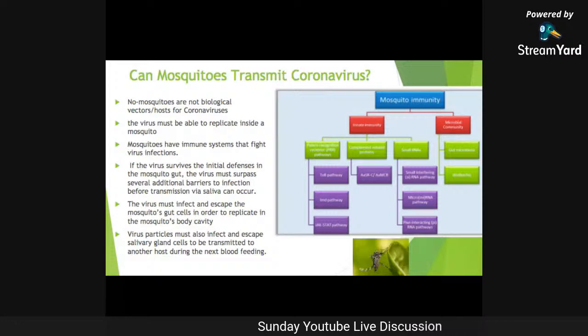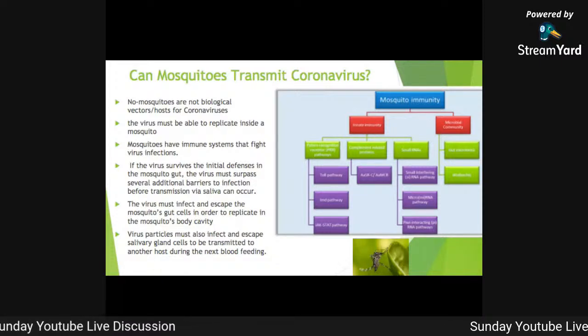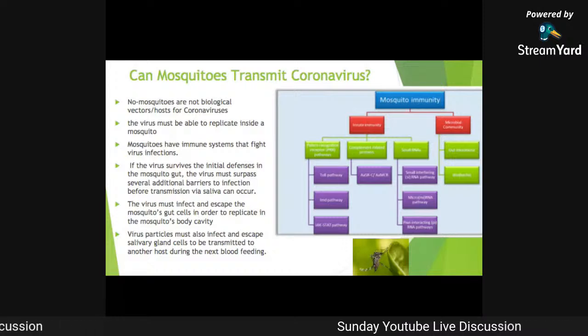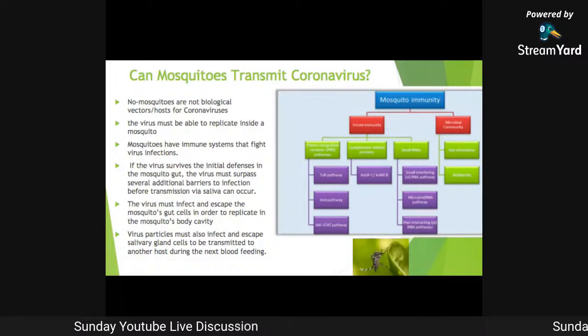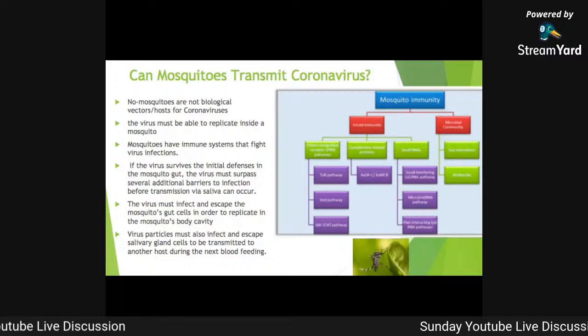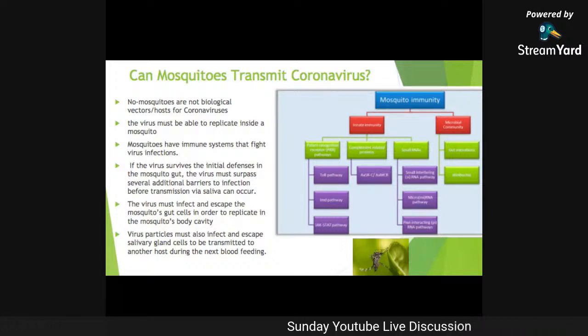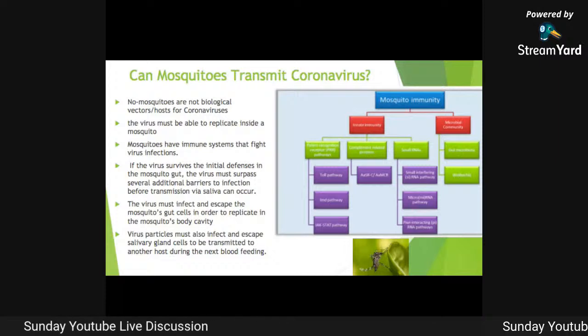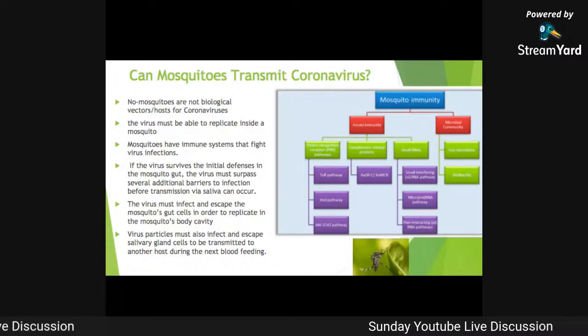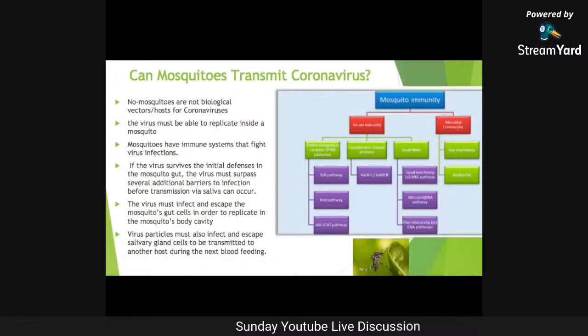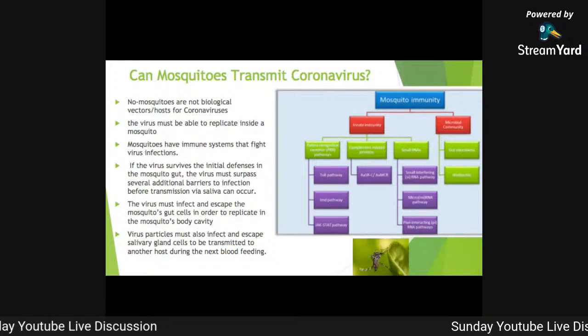Mosquitoes also have their own immune systems that they use to fight viruses. Since they are consuming blood, they're always going to encounter some type of pathogens, because there are all types of pathogens that live in blood, and it also depends on what reservoir they're actually feeding off of. If the virus survives the initial defenses in the mosquito's gut, the virus must surpass several additional barriers to infection before transmission via saliva can occur.